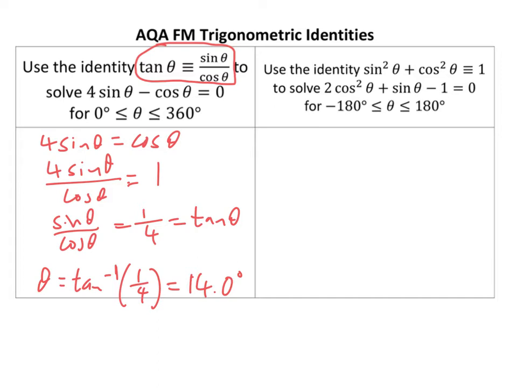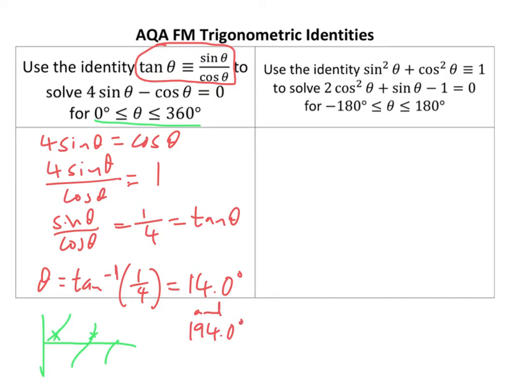Now you should know that the tan curve goes something like this between 0 and 360. They asked me between 0 and 360, so it goes like that. I've just worked out this particular one, so I need this one. So I just need to add on 180 to get my 194, which is my other solution.